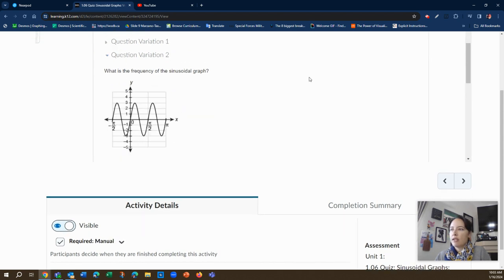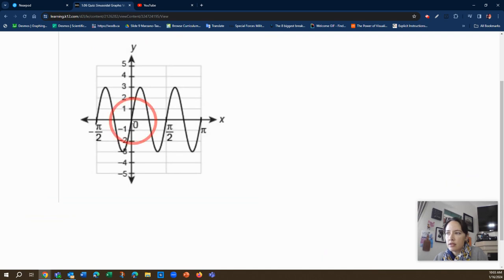Let's try one more variation. Okay, so it's cosine. Starts here, goes up. I'll use the graph. Goes down. Pi over 2. Notice that. Goes up, goes down. Pi over 2. That's the period. The period is for one cycle. This is graphically the period.